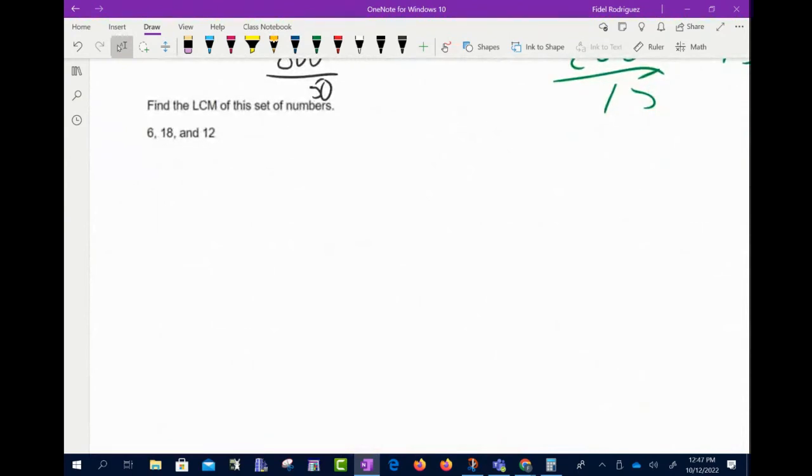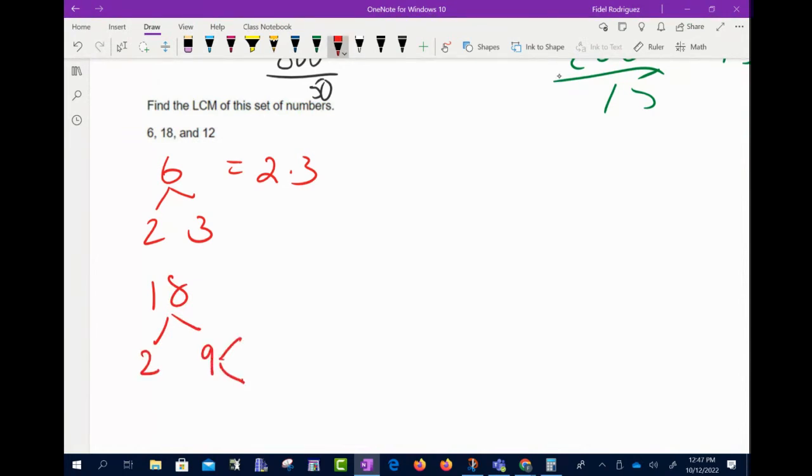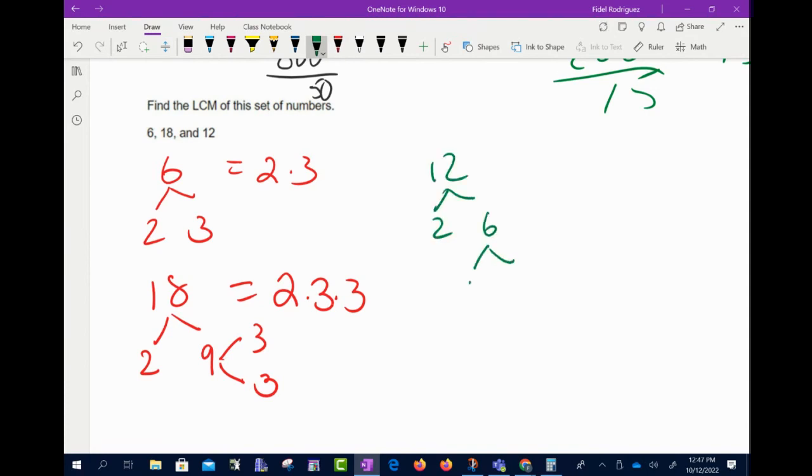Okay, so let's try another one here, y'all. We're looking for the least common multiple of the set of numbers. Okay, so just like we did before, we've done a problem like this before. Let's take 6. 6, I know I can break down into 2 and 3. 18, I know, is 2 and 9, but that 9 breaks down into 3 and 3. So this is 2 and 3 and 3. And then 12 I know is 2 and 6. And that 6 is 2 and 3. So this is 2 and 2 and 3.